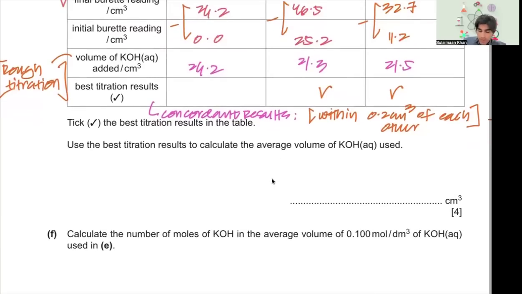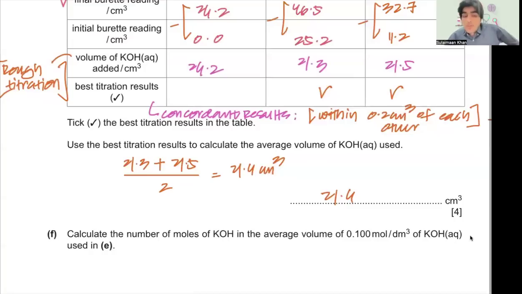And then use the best titration results to calculate the average volume of potassium hydroxide used. So it's 21.3 plus 21.5 divided by 2. Okay, what do we get? 21.4 cm cube. Now, the most important thing when you go about these questions is annotations.